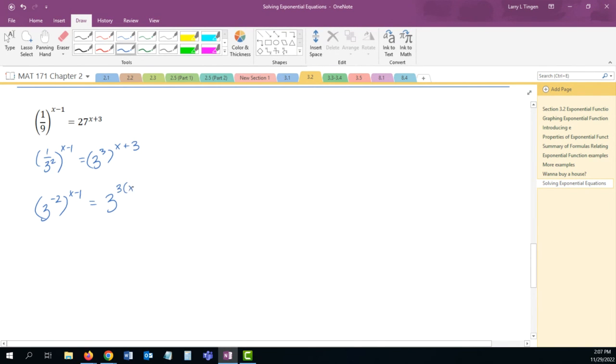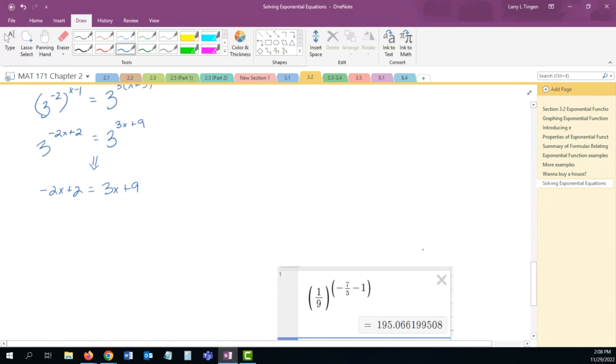That's 3 raised to the 3 times x plus 3, and then distribute on both sides. Negative 2 times x, it's negative 2x. Negative 2 times negative 1 is positive 2. And then on the right, I have 3 to the 3x plus 9. And this was the goal. I have the same base on both sides. So now I know if these two are equal, then negative 2x plus 2 must equal 3x plus 9.